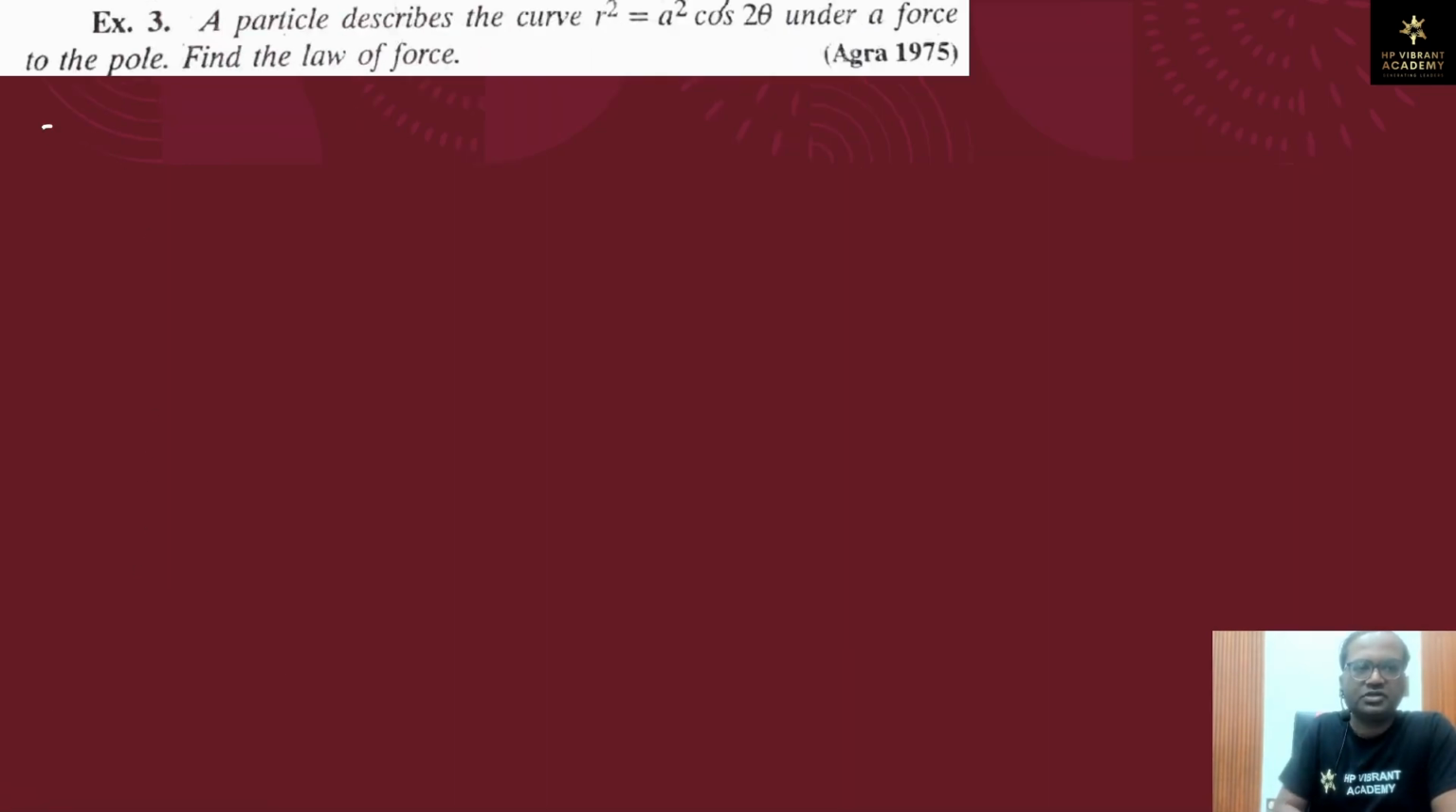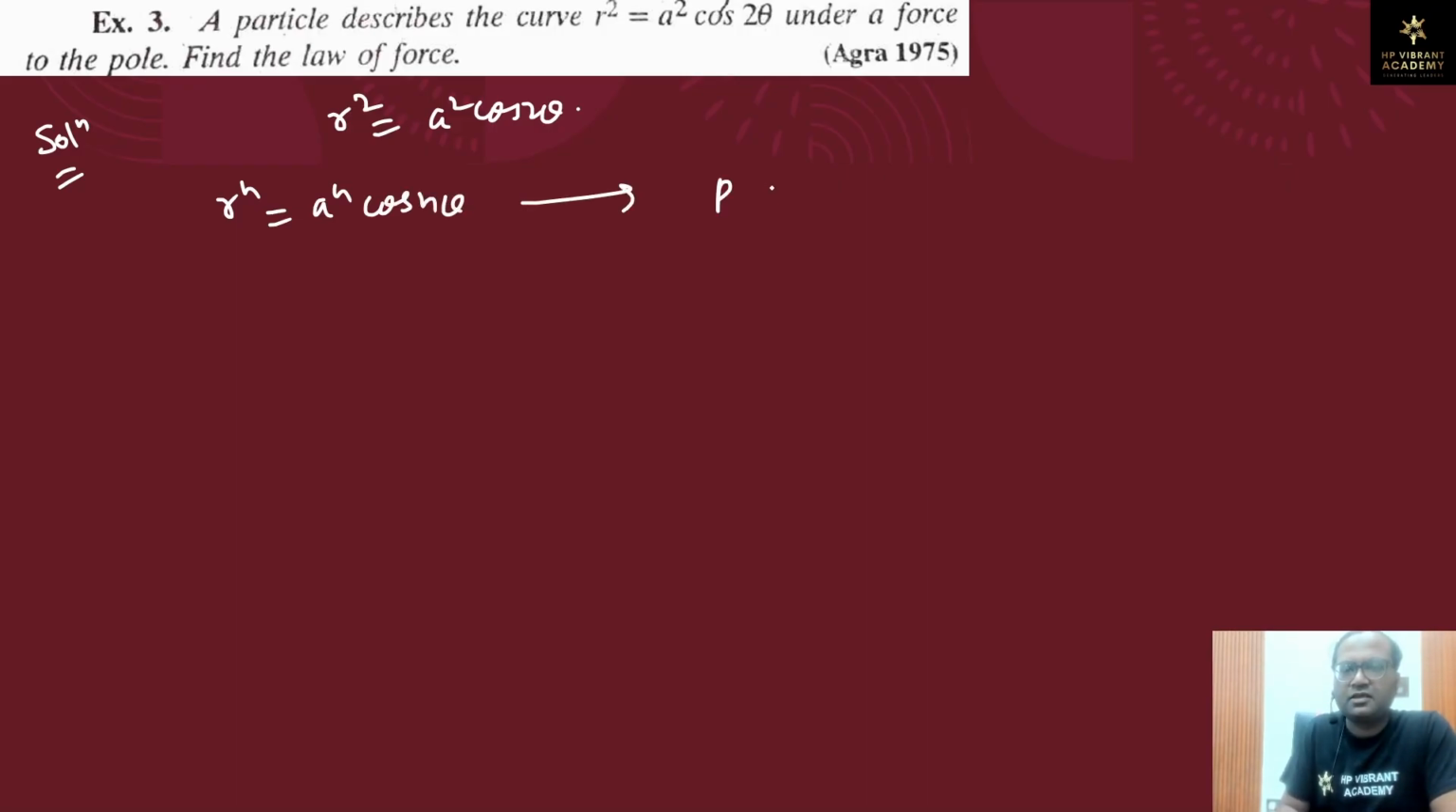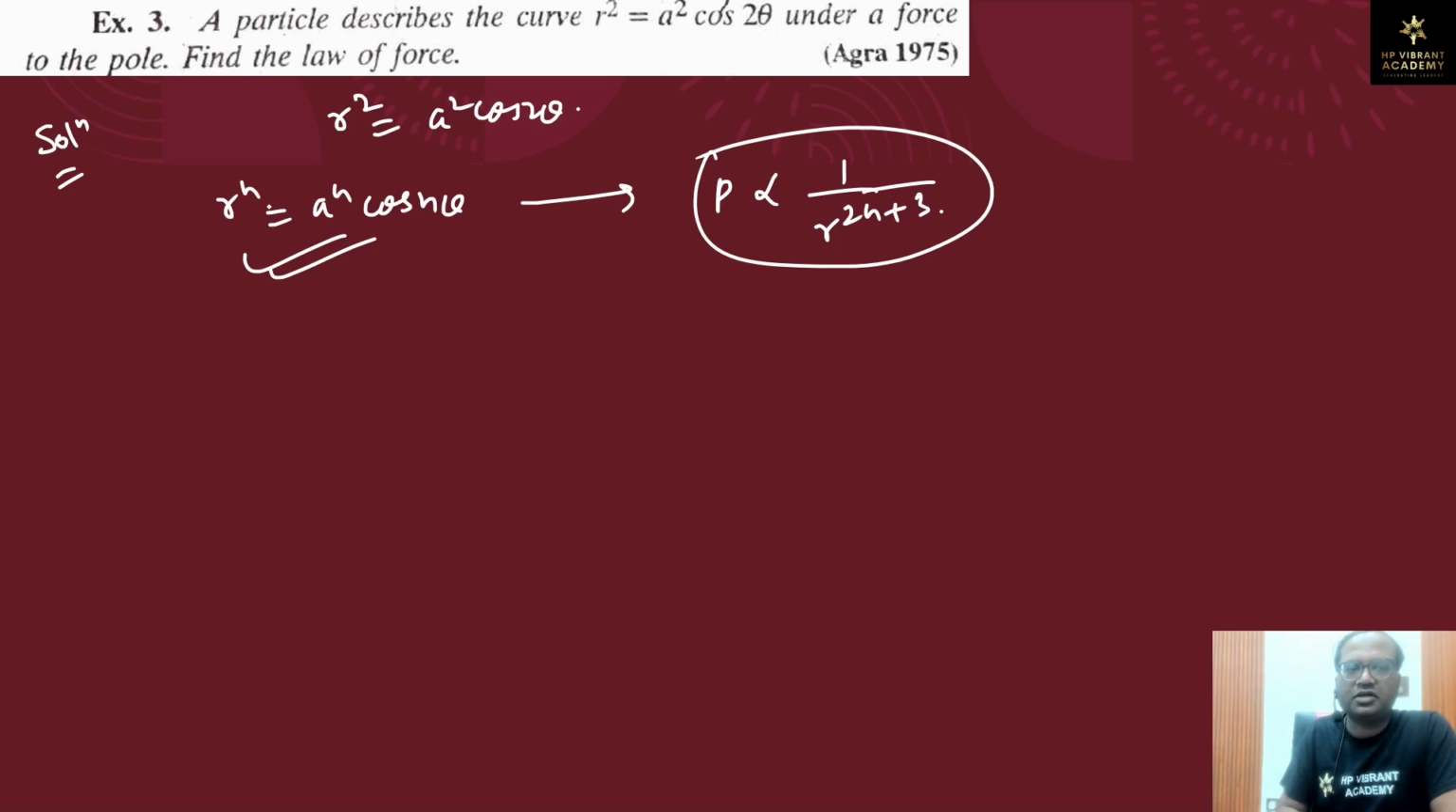Let us solve question number 3. How we can solve this? So we have the curve r square is equal to a square cos of 2 theta. Okay, so for the curve r to the power n is equal to a to the power n cos of n theta, the law of force is P proportional to 1 upon r to the power of 2n plus 3. Okay, so this is the law of force for the curve given by this expression, r to the power n is equal to a to the power n cos of n theta. Okay, so let us put n is equal to 2 here. So we have r square is equal to a square cos of 2 theta.